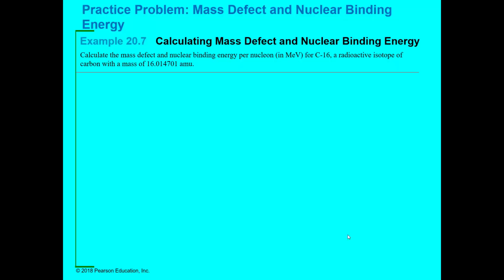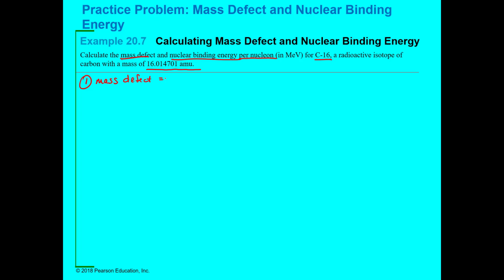Calculate the mass defect and the nuclear binding energy per nucleon, that's important, in mega electron volts for carbon-16, a radioactive isotope of carbon with a mass of 16.014701. This 16.014701 is the actual product. So the mass defect, I have to know the mass defect before I can do the nuclear binding energy. The mass defect, we said, is equal to the parts minus what I know the mass of carbon-16 is.